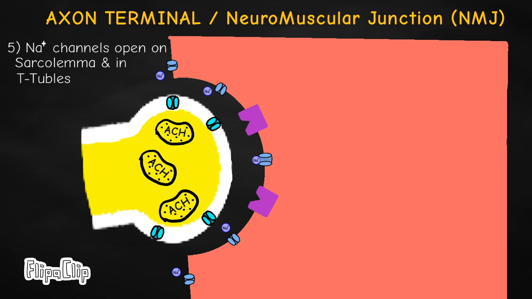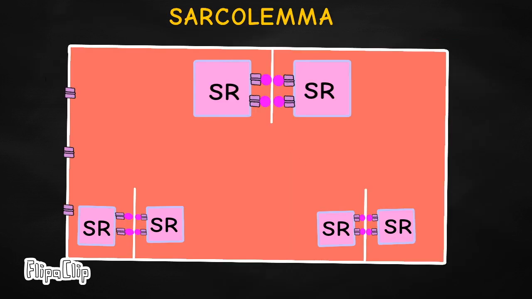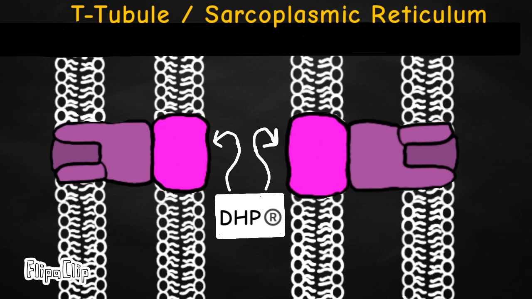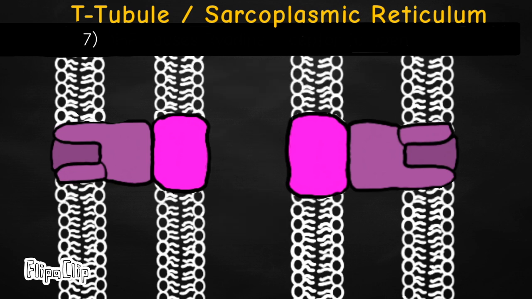After sodium goes past its channel and into the sarcolemma, it will cause depolarization across the sarcolemma, opening more sodium channels and creating a domino effect. Here we can see the sarcolemma as a whole, and we can see the depolarization moving outward and going towards the DHP receptors. Now the DHP receptor is what's going to be triggered by this depolarization, and it's going to cause a change in this DHP.